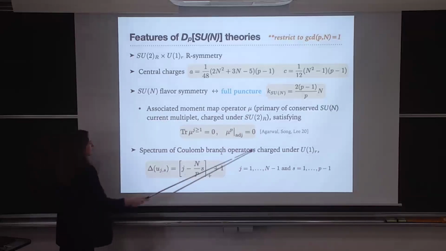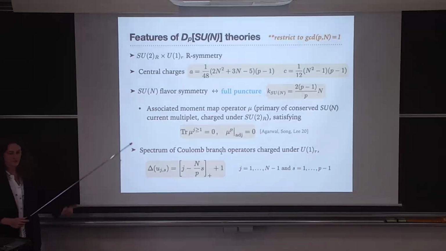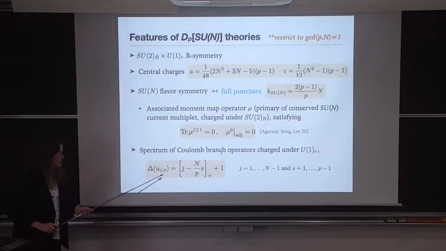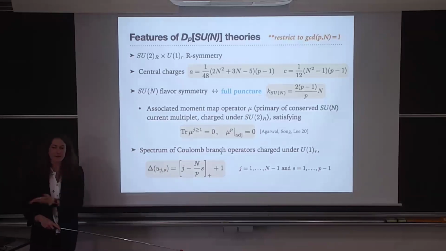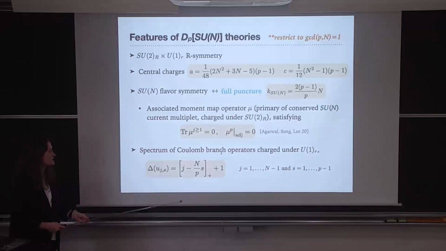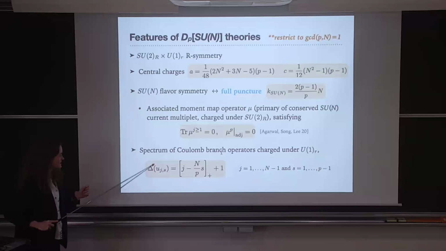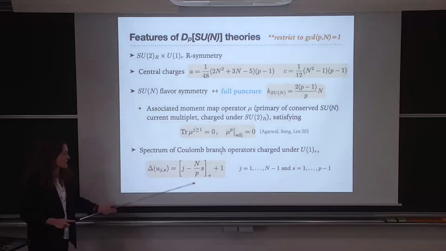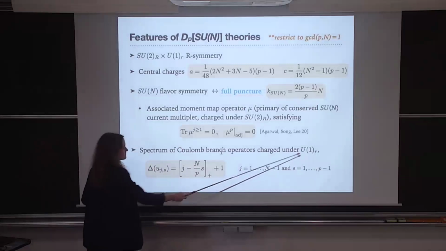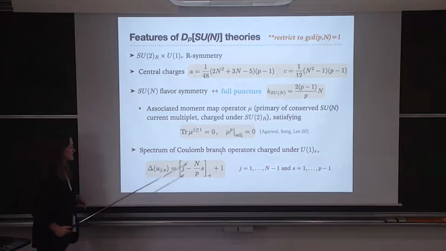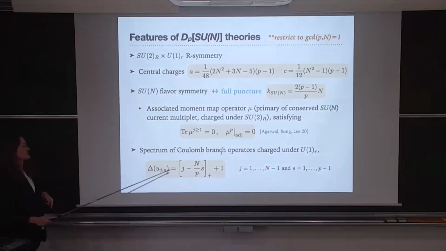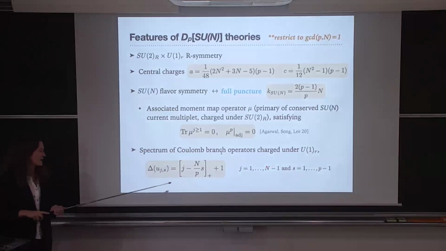Anyways, that's reflected in this sort of Higgs branch relation for the moment map operator. Furthermore, we know that they have Coulomb branch operators that parameterize the Coulomb branch of their moduli space. And we also know the scaling dimensions of these Coulomb branch operators. So these are operators that are charged under the U1R symmetry. The moment map operators are charged under the SU2R symmetry. And we know their dimensions. Again, they depend on N and P, and there's some spectrum of them.